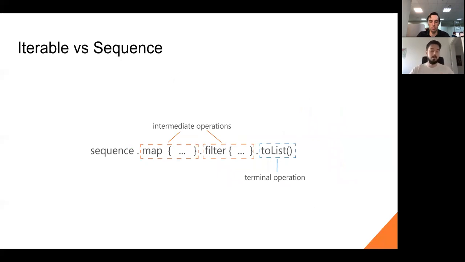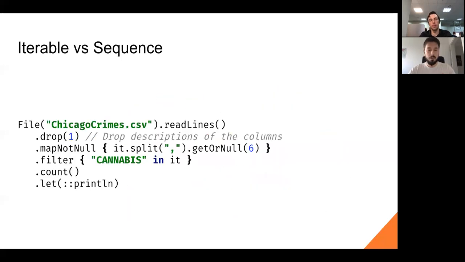Also, the problem with this is, of course, when we are adding map or filter, we are wrapping the previous sequence, but at some point we need to get out of the sequence. So we need this terminal operation. This is the other operation that needs to be added on the end.